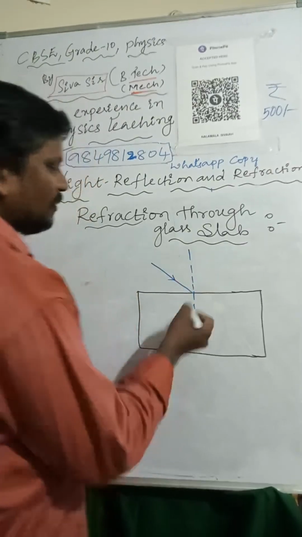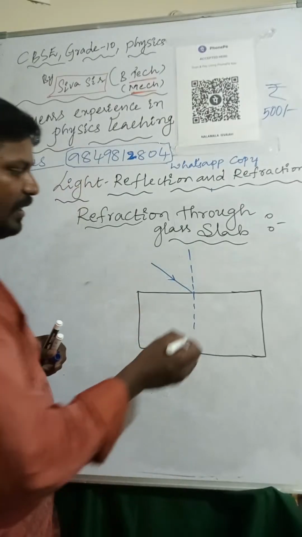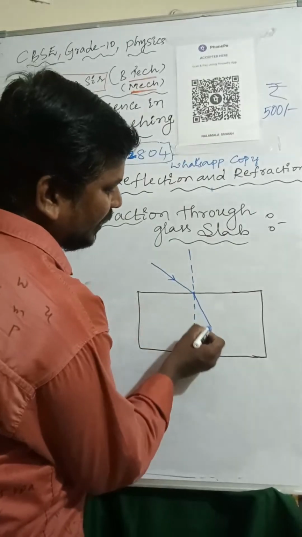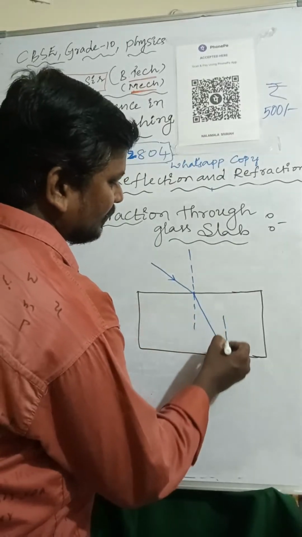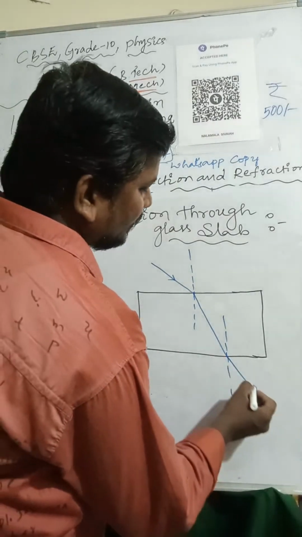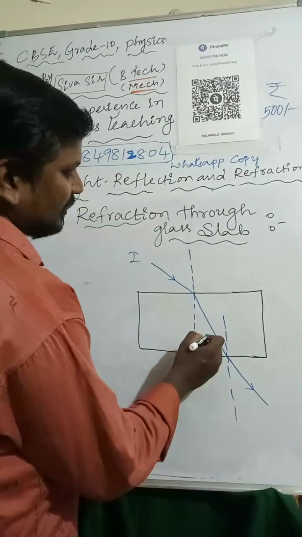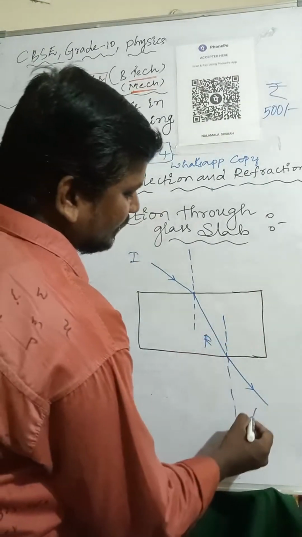Just drawing the diagram is enough. They ask for 3 marks. This is the refracted ray, and this is the emergent ray: incident ray, refracted ray, and emergent ray.